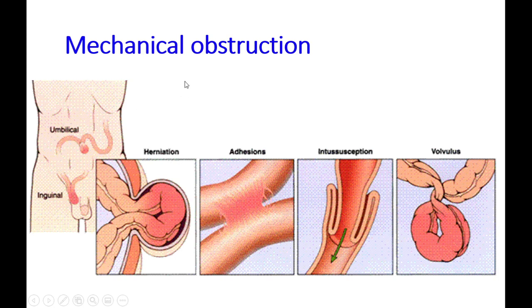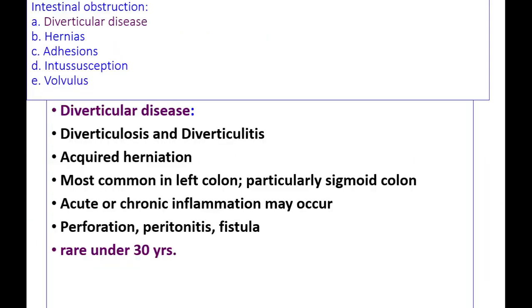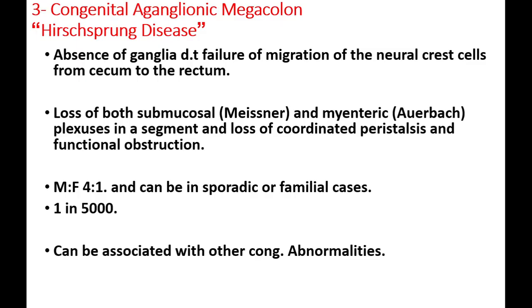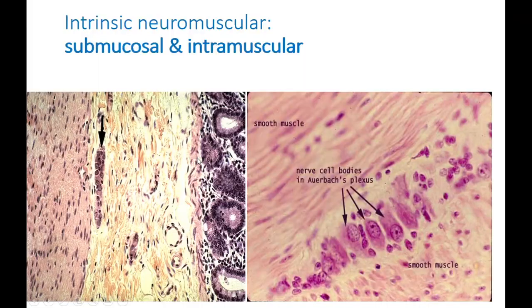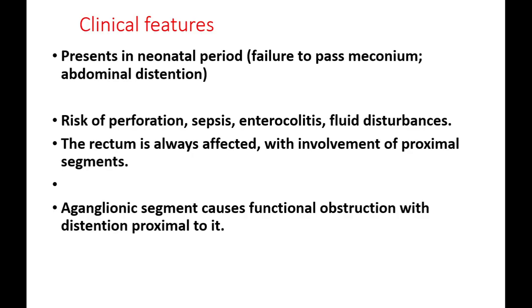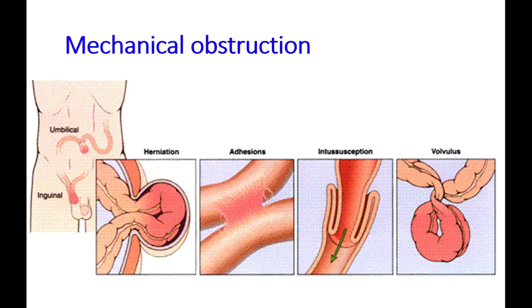Types of colonic mechanical obstruction. So again, Hirschsprung's disease is a type of functional obstruction related to loss or absence of ganglion cells within the submucosal and muscular layers, with a resultant loss of coordinated peristalsis and functional obstruction. It should be corrected surgically.